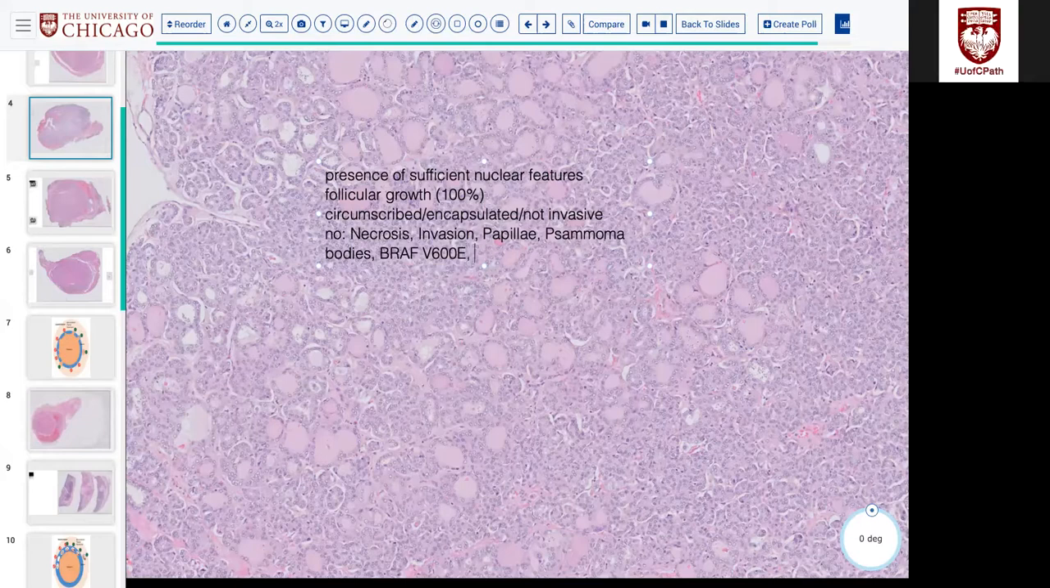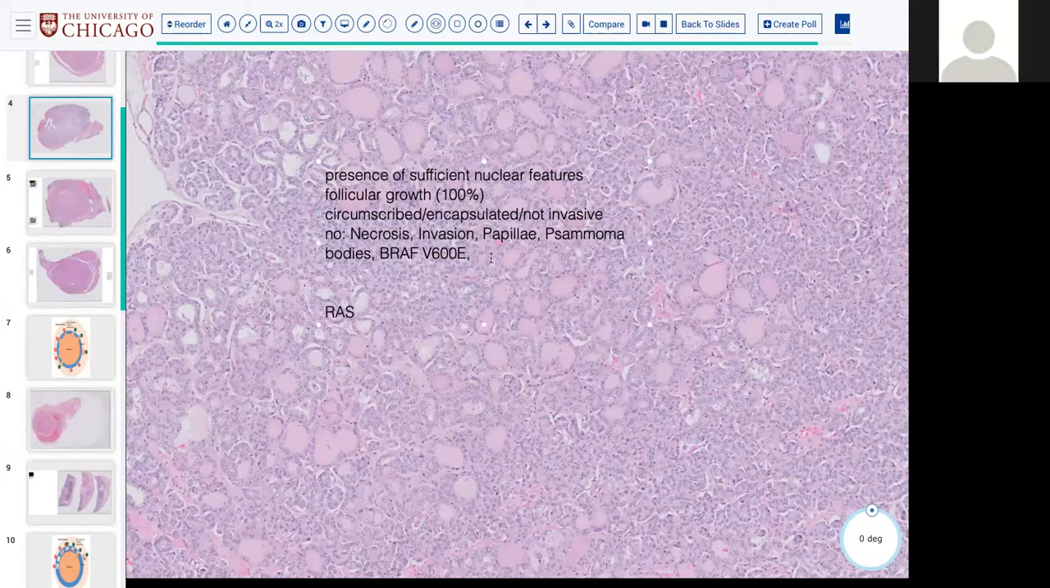What else? And then RAS? Together with RAS mutation or no? To include or to exclude? Include? It is not part of the criteria. It is part of my criteria, but it is not part of the textbook criteria. Okay, so we'll put that on the bottom.